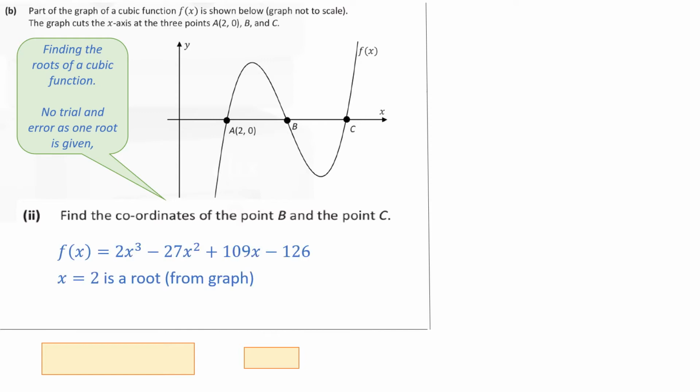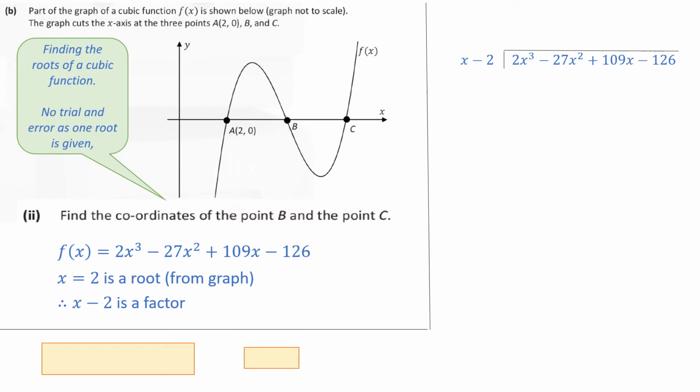So without the trial and error, I can say straight away that x equals 2 is a root. I've taken that from my graph, which means that x minus 2 is a factor. The fact that it's a factor means it will divide in evenly, i.e. with no remainder. So let's do some long division. So we're dividing x minus 2, the factor, into the cubic that we worked out in part I.